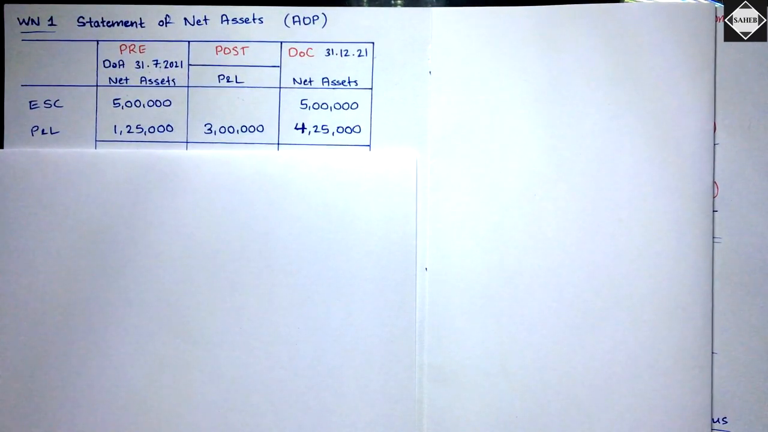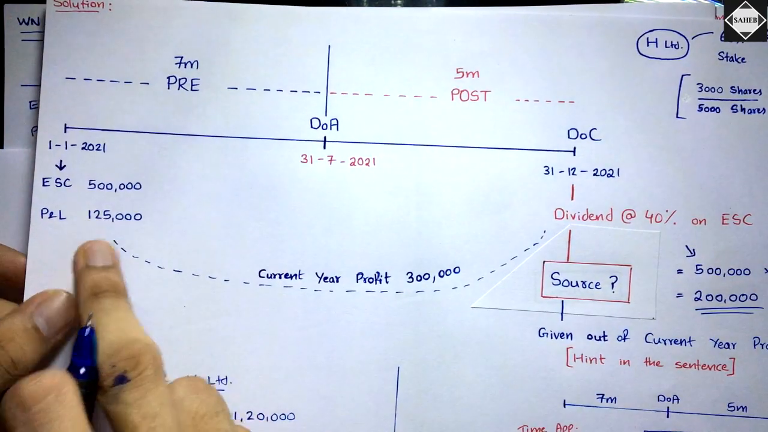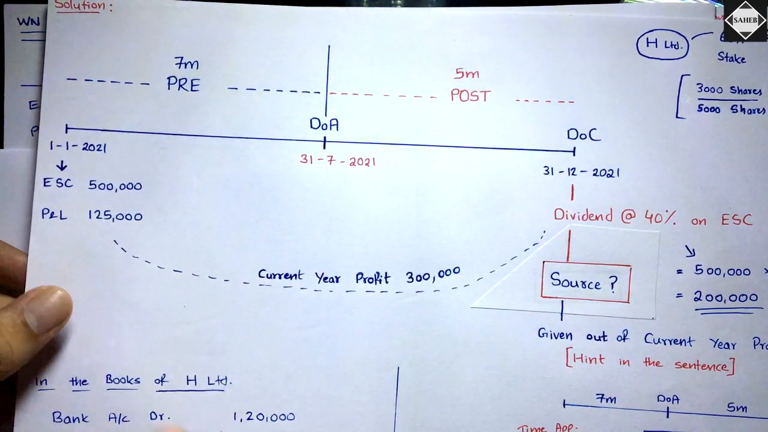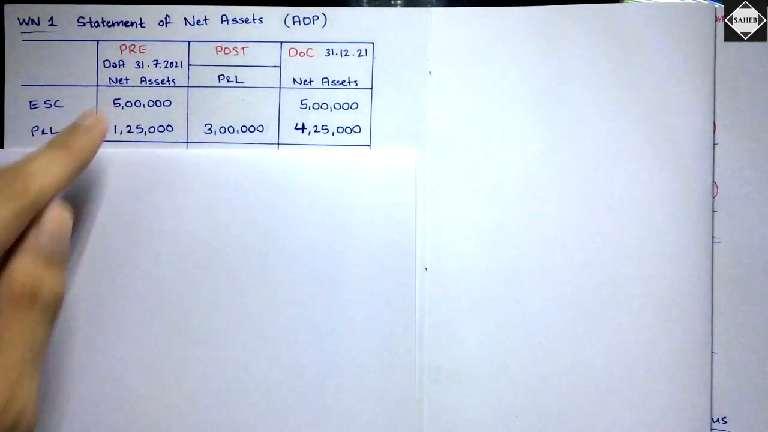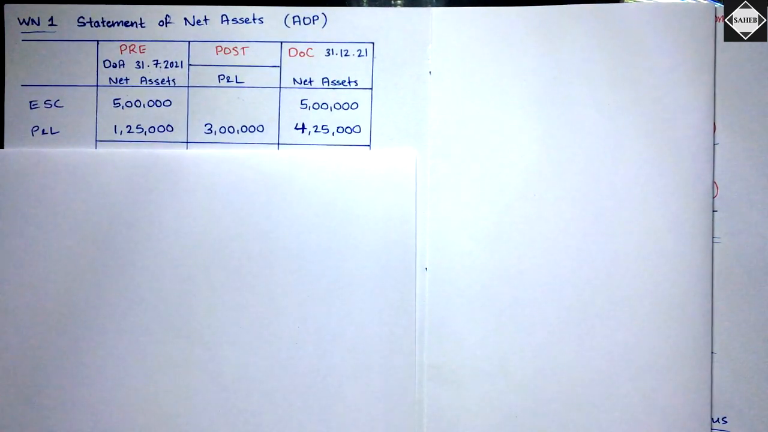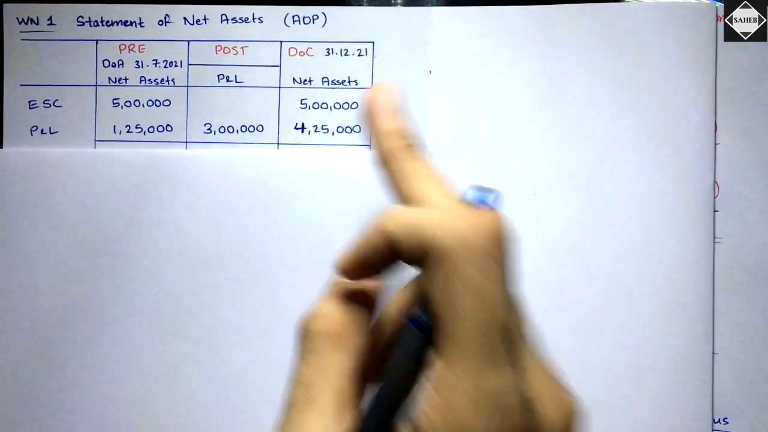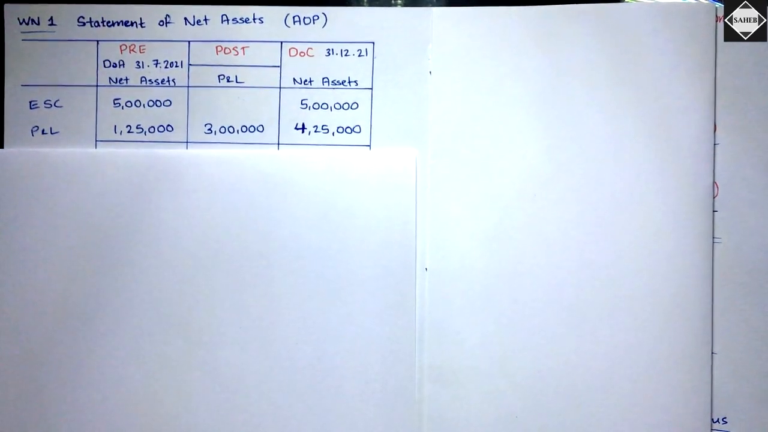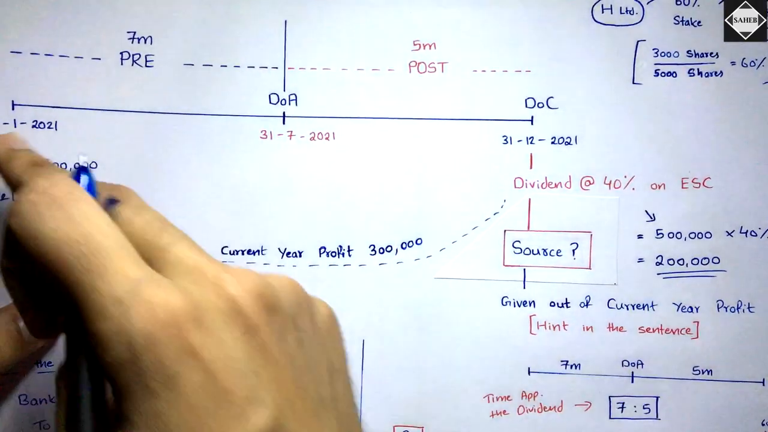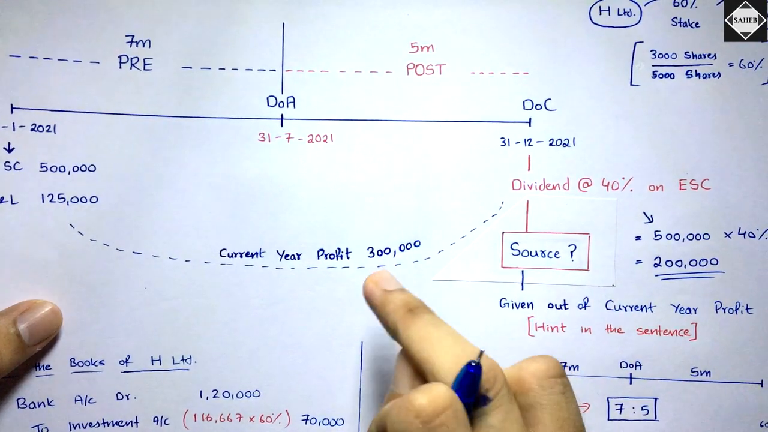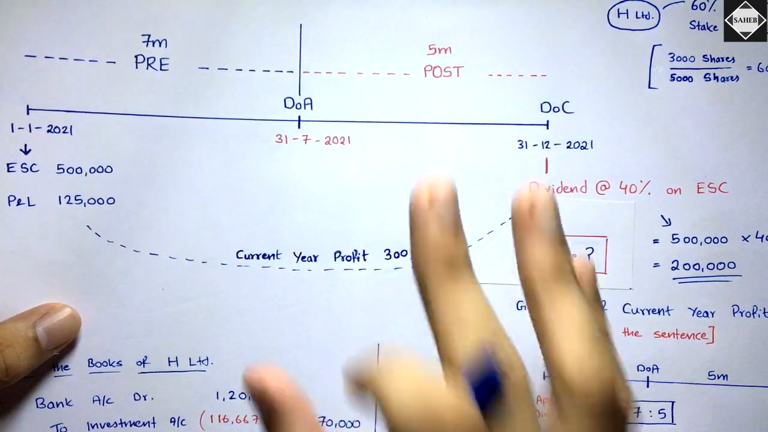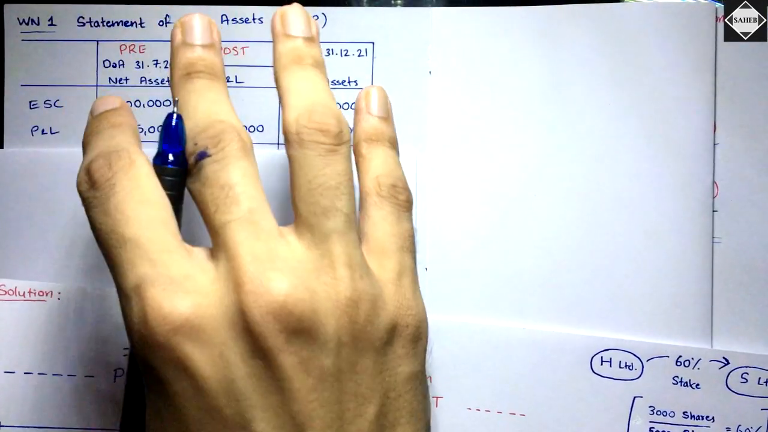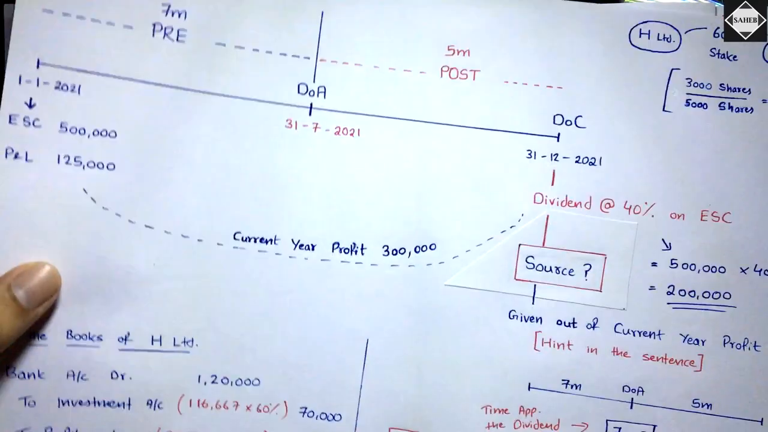So what did we have on the first day? On the first day, see here we had capital of 5 lakh and a profit and loss balance of 1,25,000. So that is what I have taken over here. There has been no change in equity share capital, so 5 lakh at the end, simple. And profit and loss, what has happened? The question has specifically told you that in the current year 3 lakh has been earned by the subsidiary company. Now we are talking about the subsidiary company, isn't it? In AOP we deal with the subsidiary's profits and the subsidiary's net assets.